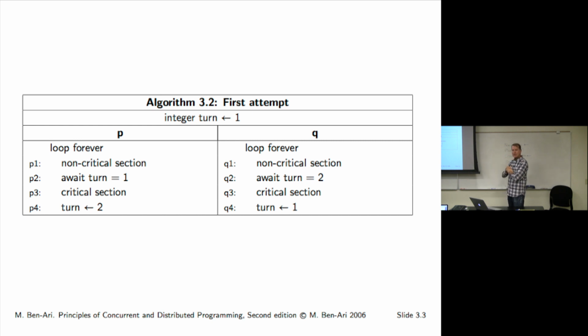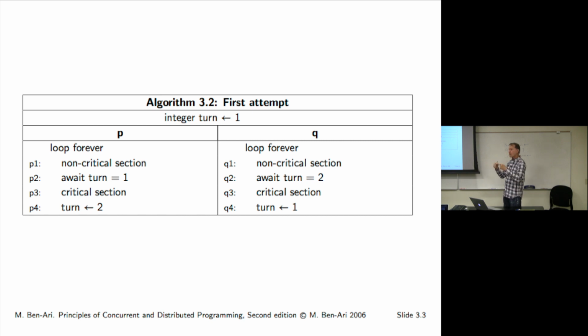So why do you suppose we call it turn? The integer value of turn indicates whose turn it is. You take turns, like you learned in kindergarten. Now children take turns, right? So that's what this does. This algorithm says processes take turns, and turn is the variable that enforces that. So we initialize turn to 1. Turn could just as easily have been initialized to 2.